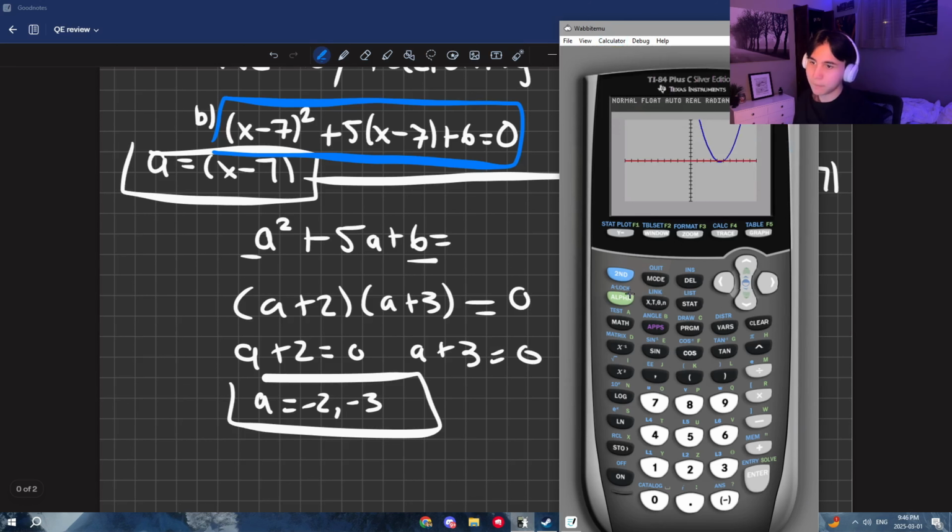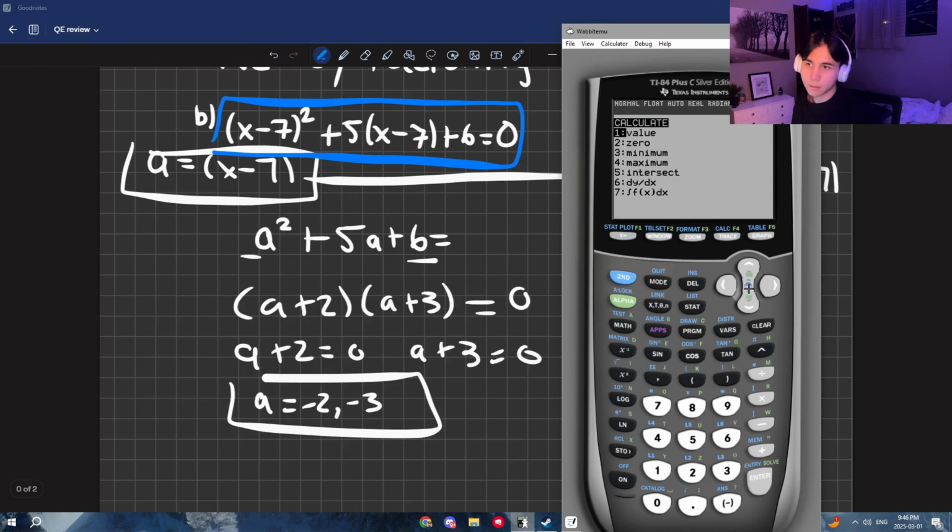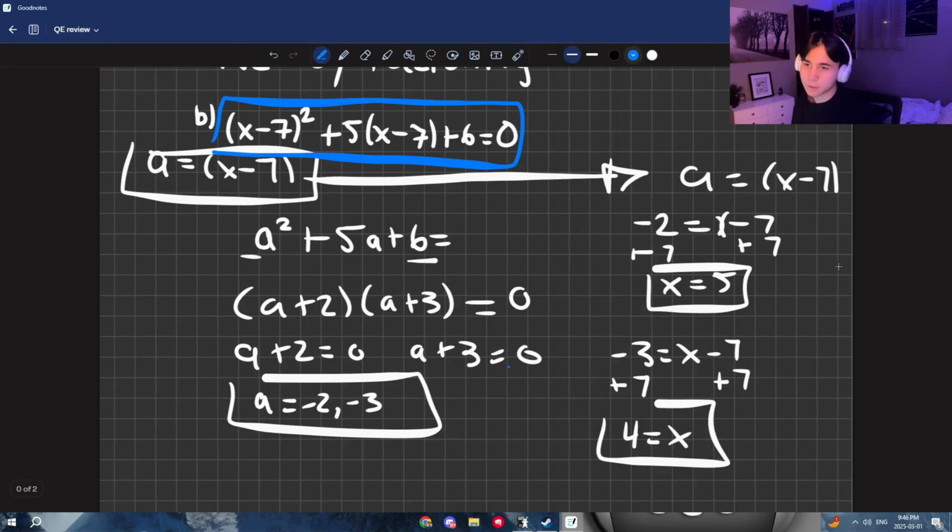So now we're just going to wait for that. We can find our points of intersection. So we go second trace, intersect, and you get 4 and 5 as your answers, which matches up to our algebraic solving method. So we have done this correctly. Therefore, we're good.